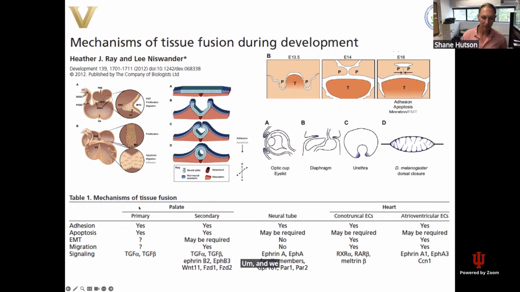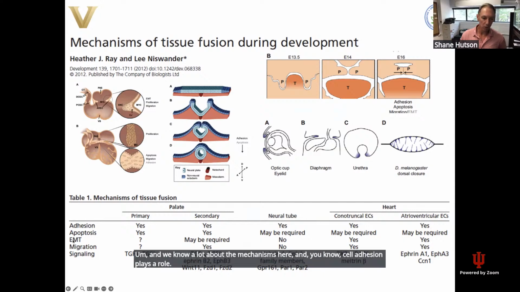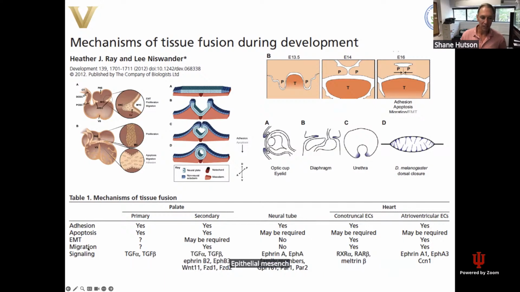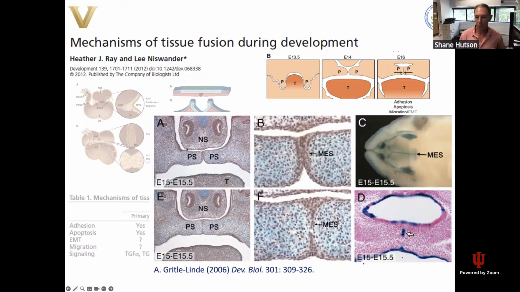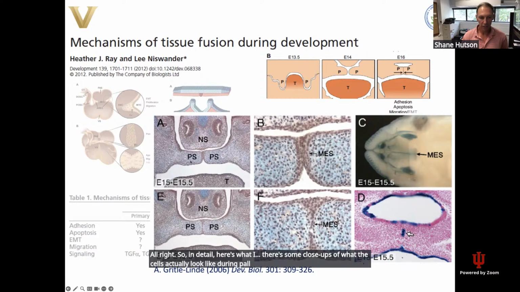And we know a lot about the mechanisms here, and cell adhesion plays a role, apoptosis plays a role, epithelial mesenchymal transitions, migration, signaling, and we're going to try to incorporate all of that. That's one of the powers of CC3D, is it allows you to put all of those sort of things into a model. All right, so in detail, here's some close-ups of what the cells actually look like during palate fusion. So here's those palate shelves, PS, growing towards one another and meeting at the midline. And you can see that they just touch, and they're in the middle. You can see the darker brown area is the epithelium.